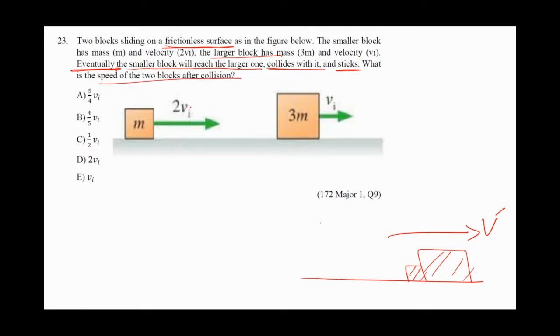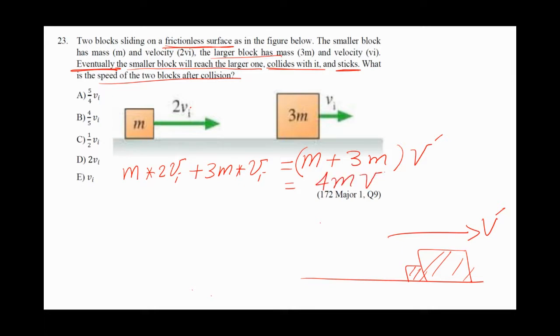I will apply the conservation of momentum: the first mass, m, times the first velocity, 2 times Vi, plus, and it is positive velocity to the right, and here it's to the right, plus the second mass, 3m, times the second velocity, Vi, equals the total mass times V prime. We can make it like the previous problem. We can take the V prime common factor. So the first mass, m, plus the second mass, 3m, times V prime. So m plus 3m, that's 4 times m, times V prime.